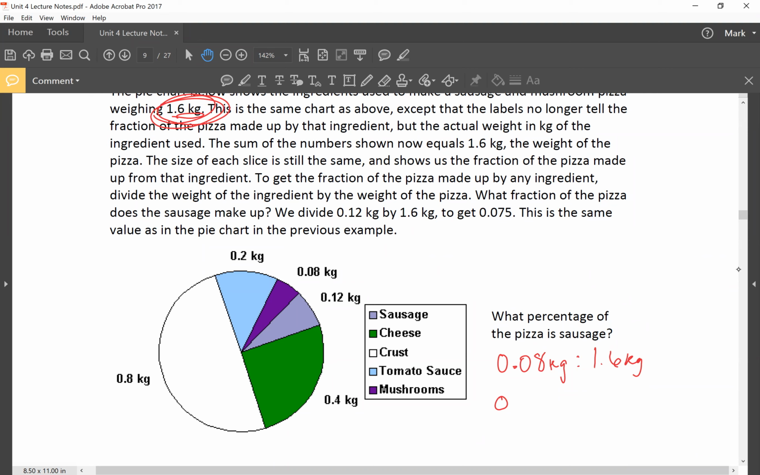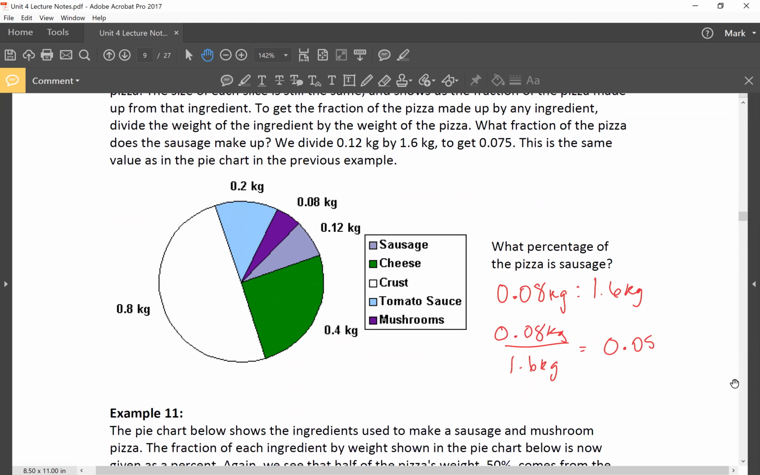So if I have 0.08 kilograms of cheese out of a total of 1.6 kilograms, we can find the percent there. Now, very important thing, guys. This is not a percent. What I need to do, and this is review, you guys know this, we did this in chapter 3, I do need to multiply that by 100. So 5% of the pizza is sausage.